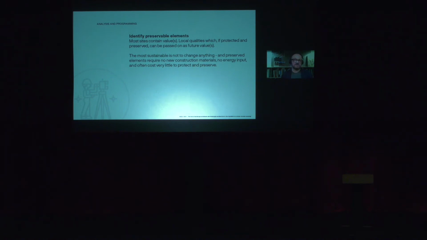Most sites contain values, inherent values, local qualities, which, if we can protect and preserve them, we can pass on as future value. So understanding what is already there and what is worth keeping is one of the keys to minimizing the need for new construction materials and new energy input. Often some of these elements are easily preserved, some of them often cost very little to protect and keep on site. But this is of course also a planning issue. So before we even start planning or designing, we need to identify the values on site already.